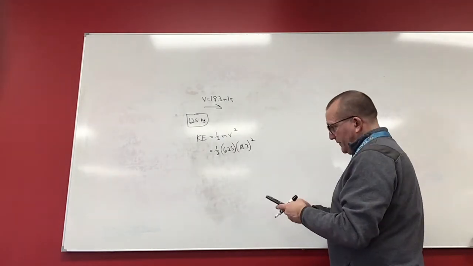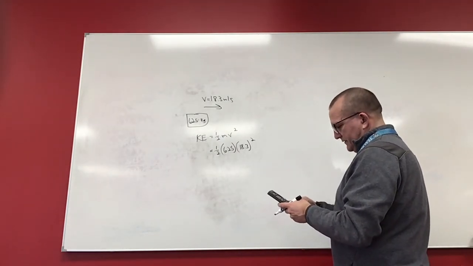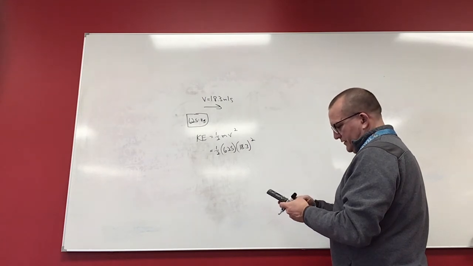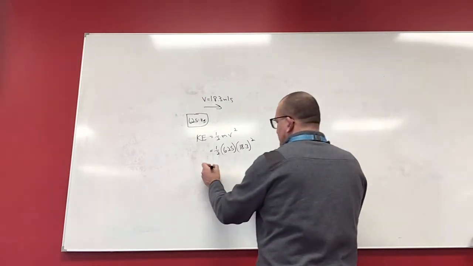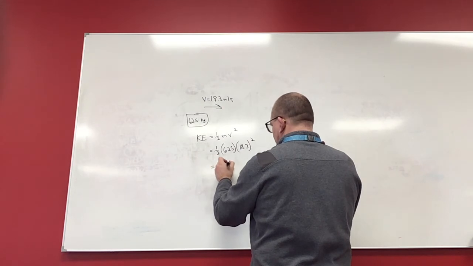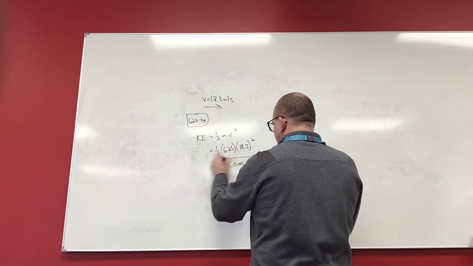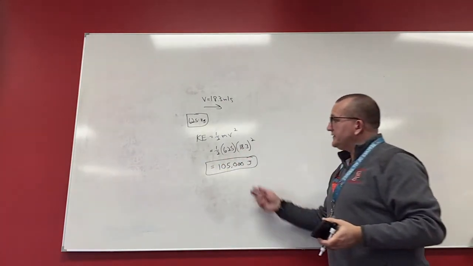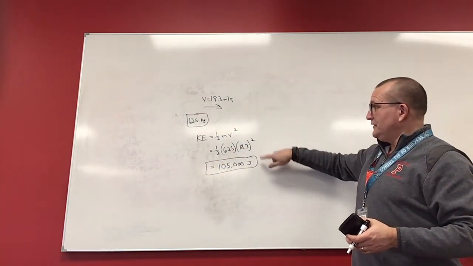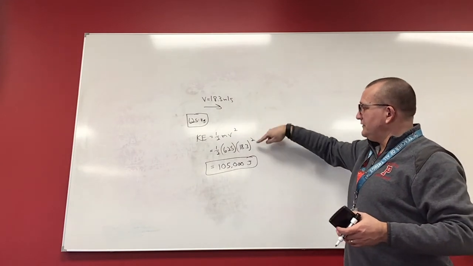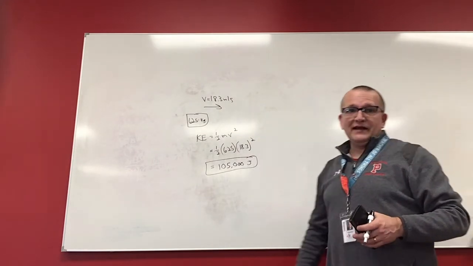And we math it out. 1/2 times 625 times 18.3 squared gives me a kinetic energy. It's a pretty big number. We're just going to round it to 3 sig figs, 105,000 joules. And that's the kinetic energy we have in this cart. So big cart, big velocity, especially when we square it. Boom, a lot of joules of energy.